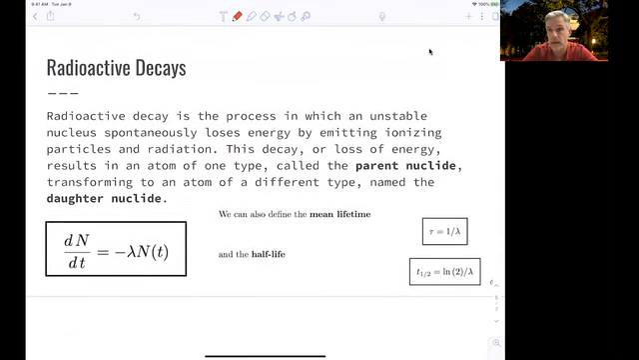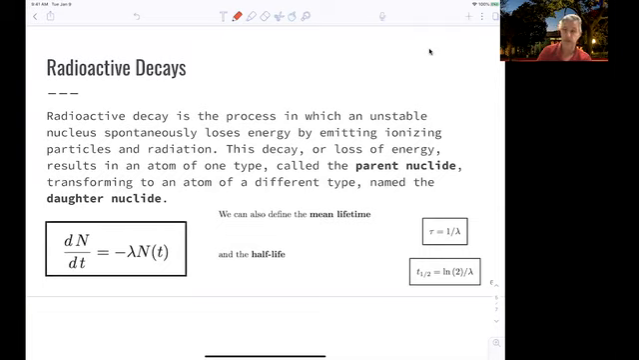Radioactive decays can be characterized. Typically there is a parent nucleus and there's a daughter nucleus. Radioactive decay is a process in which an unstable nucleus spontaneously loses energy by emitting ionizing particles and radiation. The decay and the loss of energy results in an atom of one type, the parent nucleus, transforming into another type of atom called the daughter nucleus.